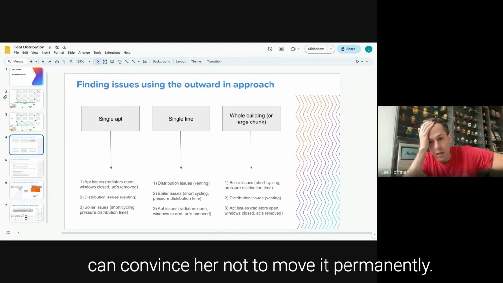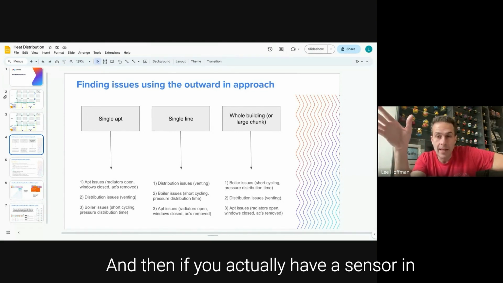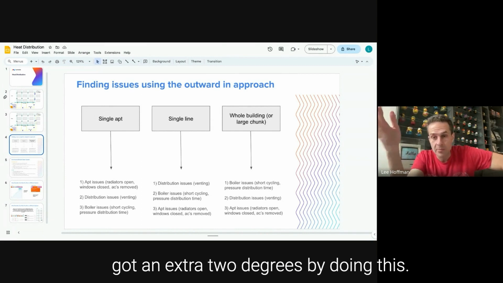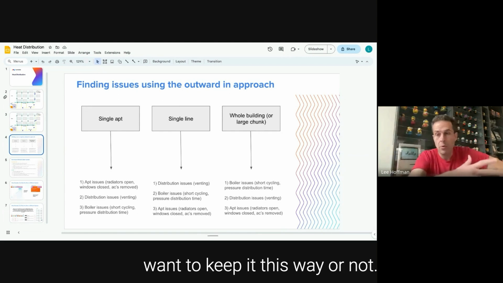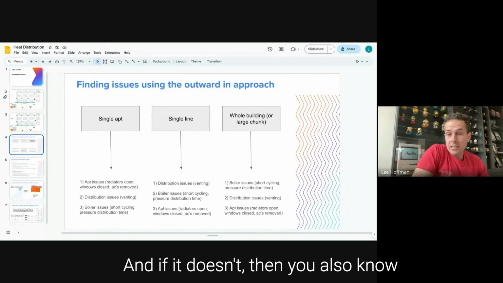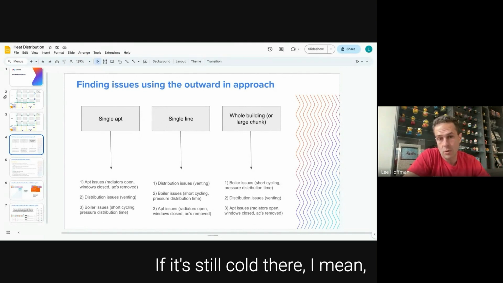Look, people can be very difficult everywhere, but maybe one solution is to convince her not to move it permanently, but just to move it for a week and say, let's see what happens. If you have a sensor in that unit, you can show her, look, you got an extra 2 degrees by doing this. It's up to you whether you want to keep it this way or not, but this is the net result. And if it doesn't help, then you also know it hasn't been that effective, and we need to try something else if it's still cold there.